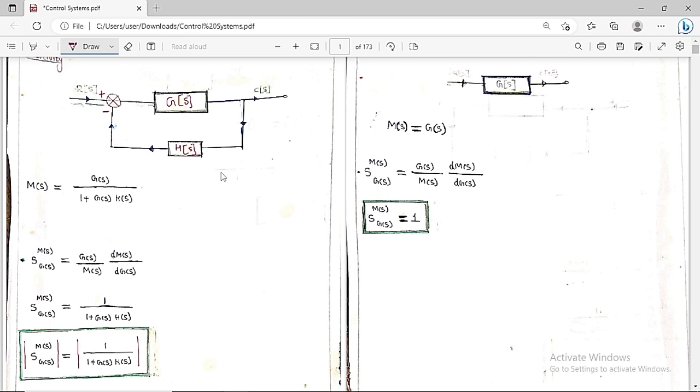So what is the closed loop gain? The closed loop gain is M of S equal to G of S by 1 plus G of S H of S. M of S is nothing but C of S by R of S. So the closed loop gain, C of S by R of S, is M of S equal to G of S by 1 plus G of S H of S.